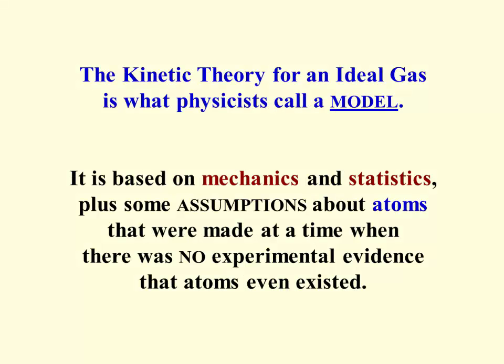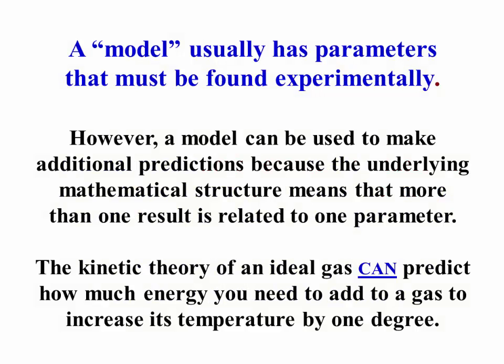In contrast, the kinetic theory for an ideal gas is what we call a model. It's based on mechanics and statistics, which is why the field is called statistical mechanics, plus some assumptions about atoms that were made at a time when there was no experimental evidence that atoms even existed. Today we can justify most of those assumptions and understand exactly when they're valid and what their limitations are, so this model is a lot stronger today than it was at the time it was proposed.